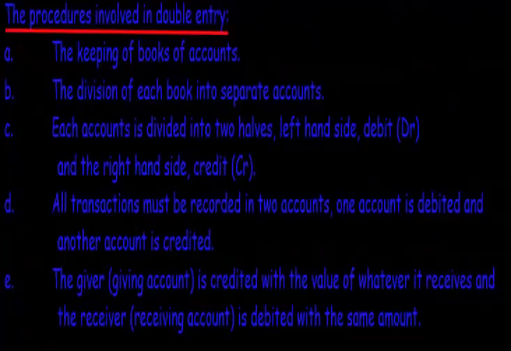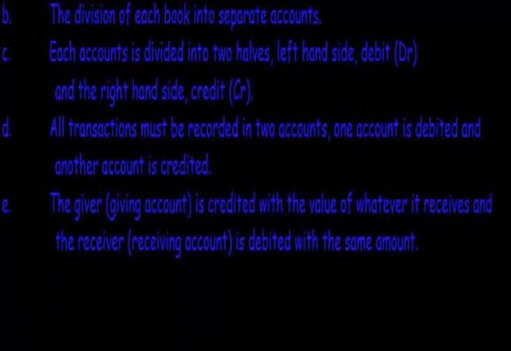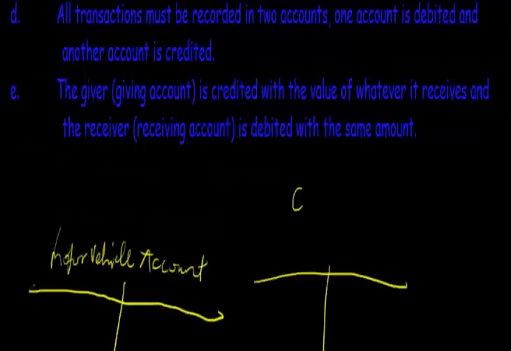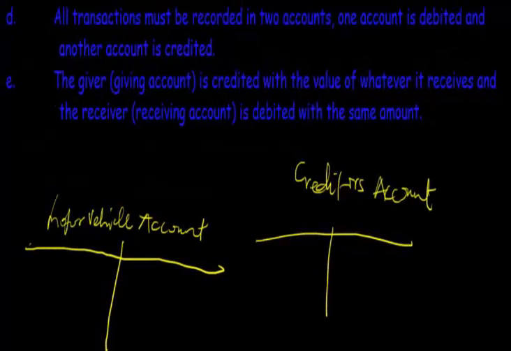For the purpose of easy understanding, the procedures involved in double entry are listed below. A. The keeping of books of accounts. B. The division of each book into separate accounts. For example, we can have motor vehicle accounts, the creditor's accounts. So these are debits and these are credits.